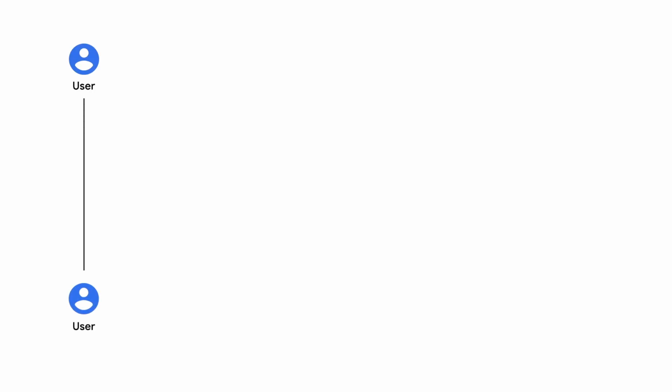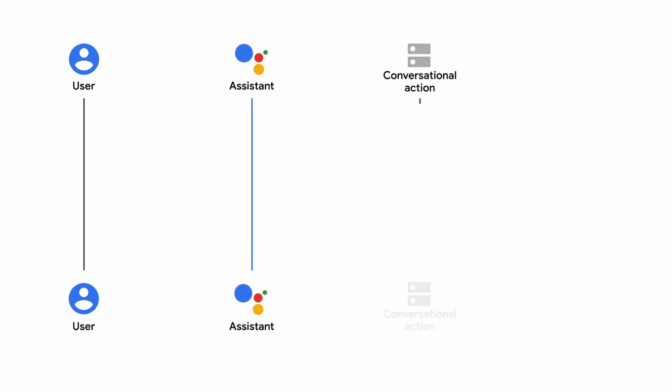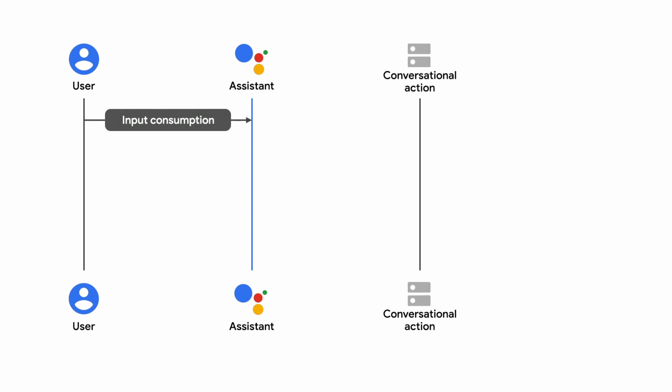Farewell. Now that we know what we're going to build, let's go over how our conversational action works. Here's a diagram of the user, Google Assistant, and your action. When a user provides input, Google Assistant processes the user's input and uses the assistant's natural language understanding to process the user's input, generally matching it to an intent, event, or slot filling.